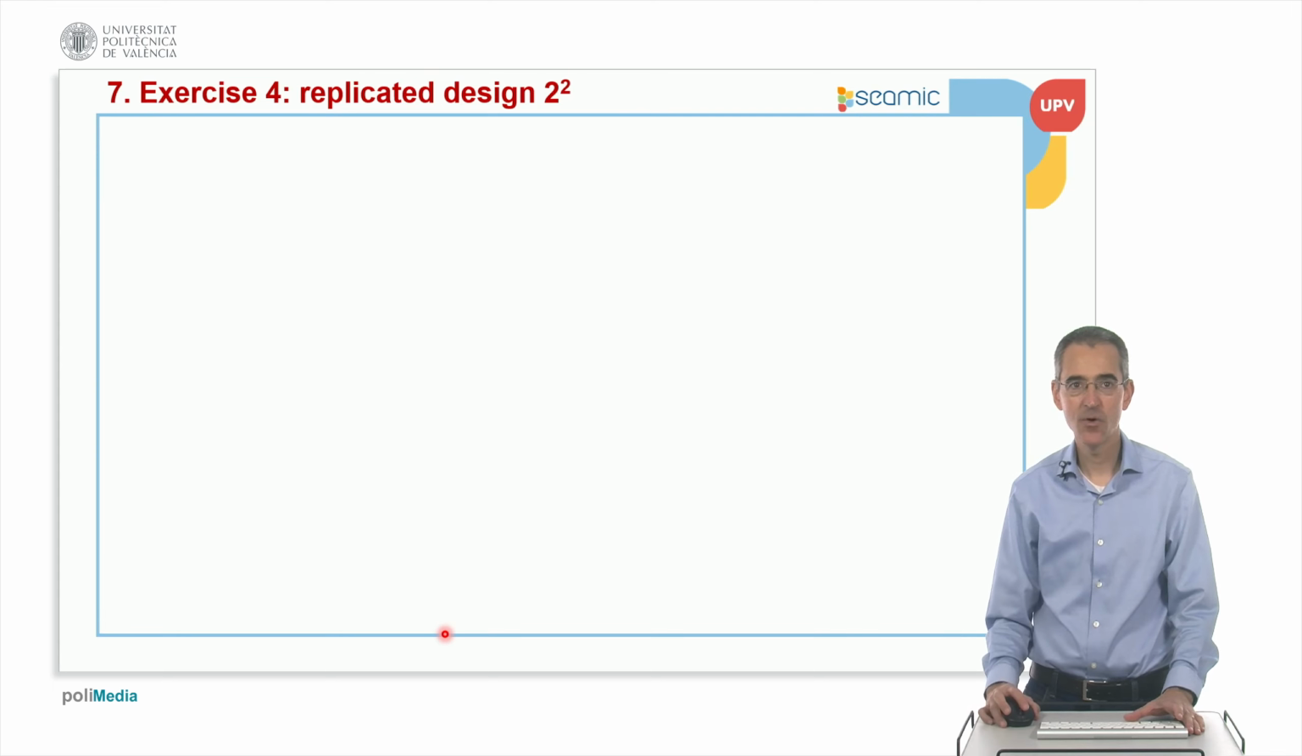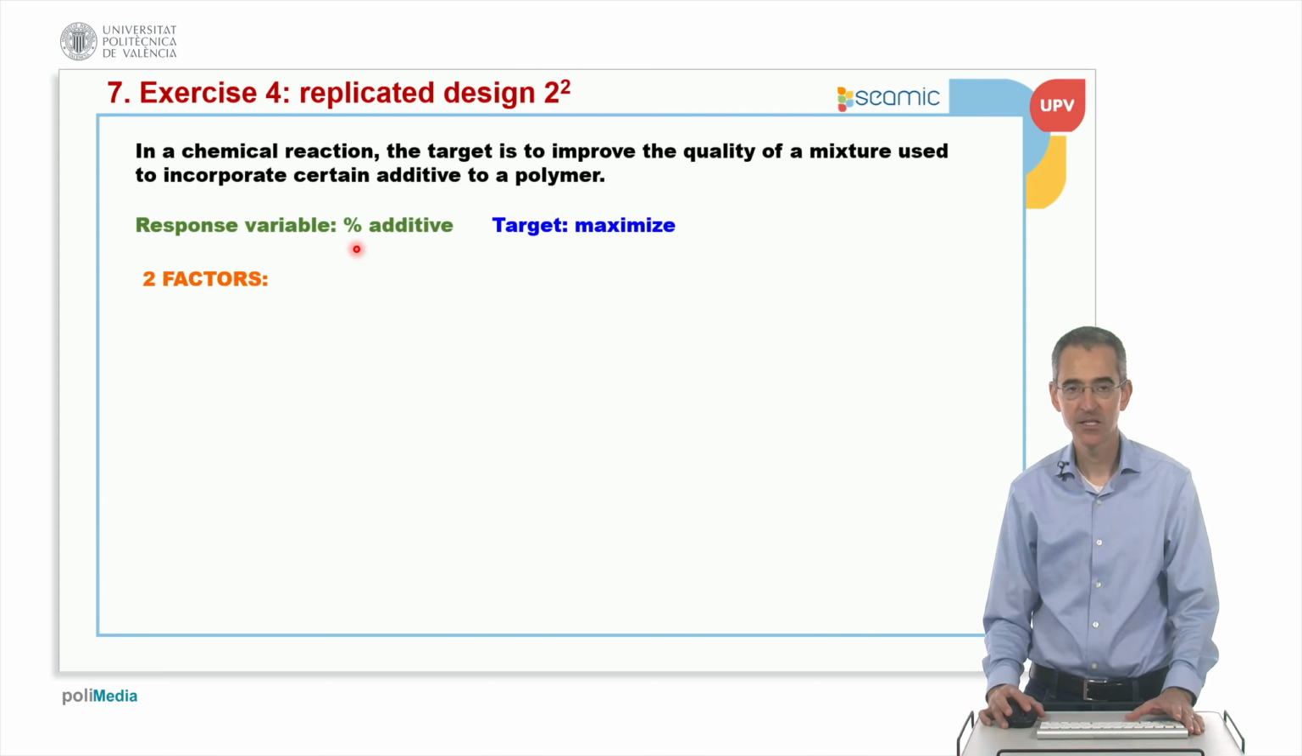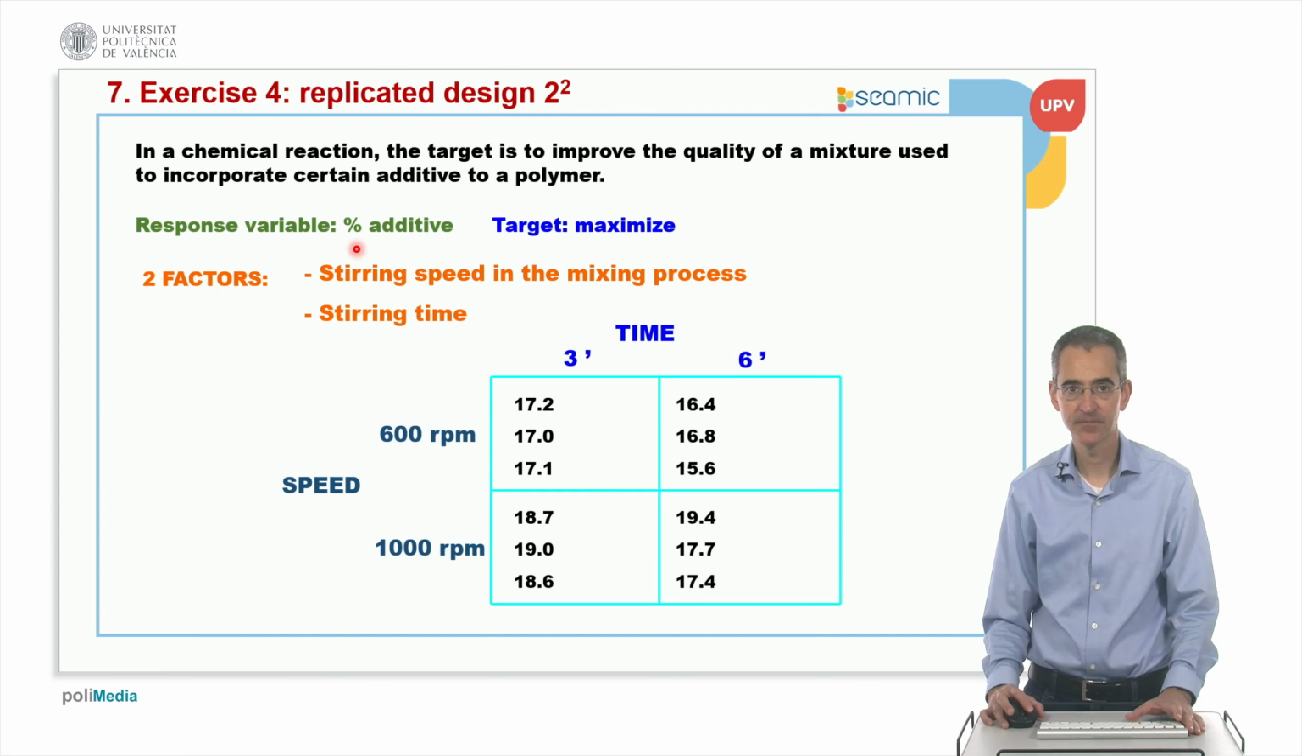This exercise, number 4, is a replicated experimental design 2 power 2, which means 2 factors at 2 levels. It is a chemical reaction where we intend to improve the quality of a mixture used to incorporate a certain additive in a polymer. The response variable is the percentage of additive that we want to maximize. We have 2 factors: the stirring speed in the mixing process and the stirring time. These are the experimental results.